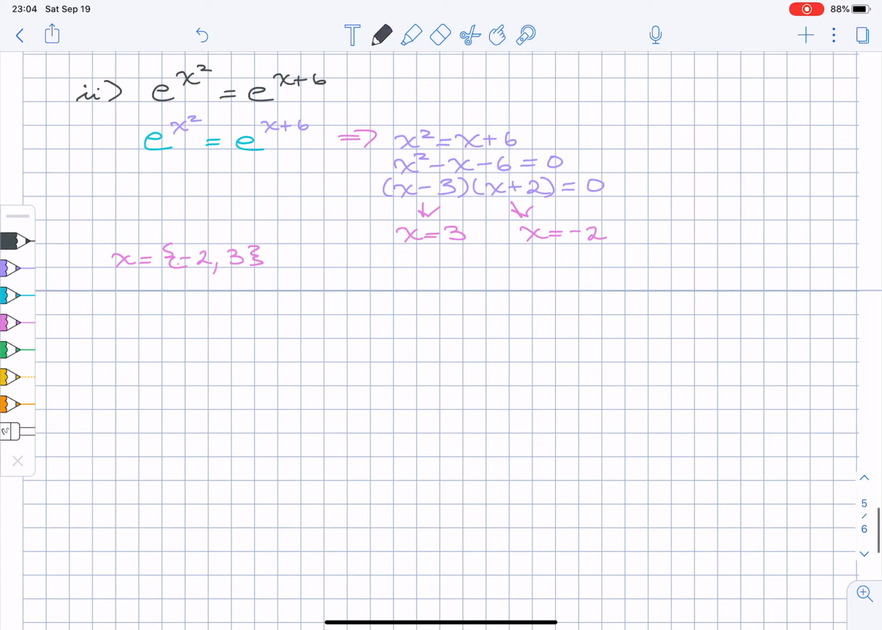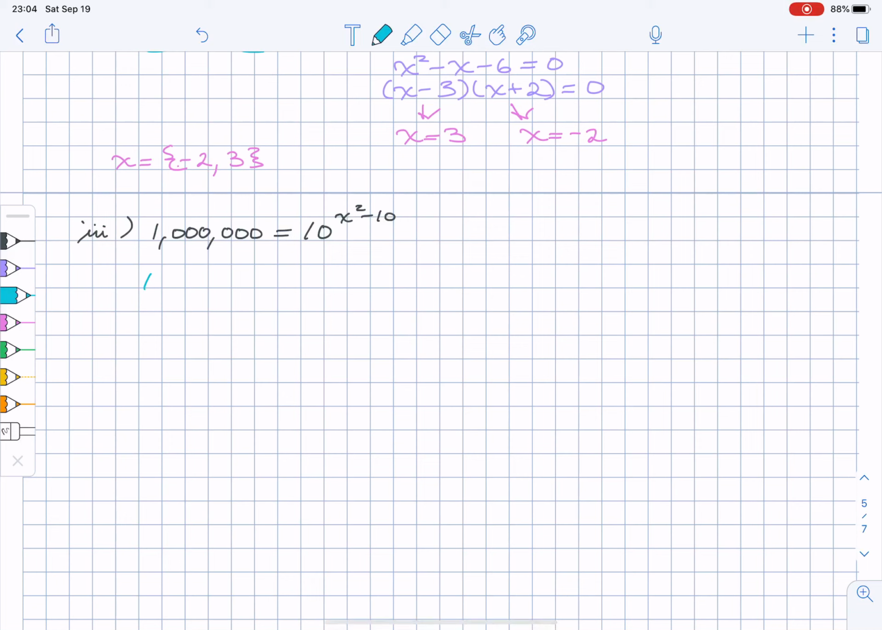Okay, and last but not least, since third time's a charm, let's say we have 1 million is 10 raised to the x squared minus 10. Okay, so we have 1 followed by 1, 2, 3, 4, 5, 6 zeros. If I have a 1 followed by 6 zeros, that means that's 10 to the 6th is equal to 10 raised to the x squared minus 10.